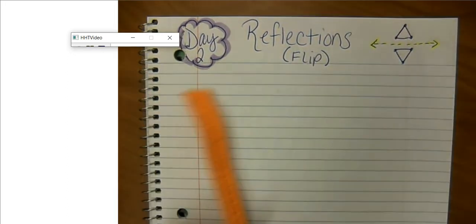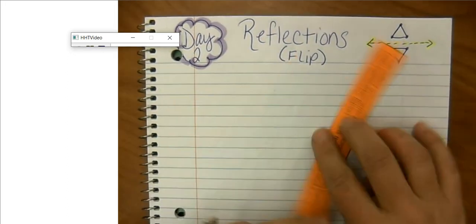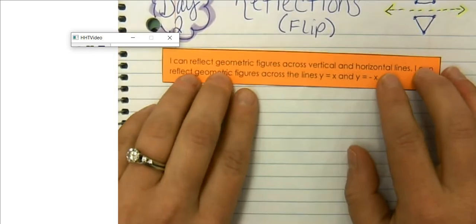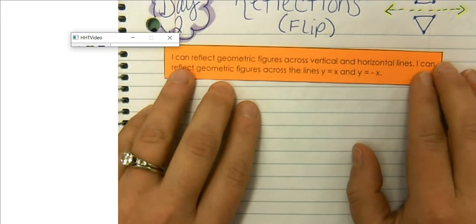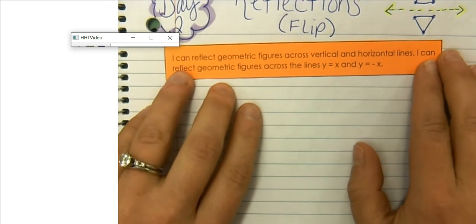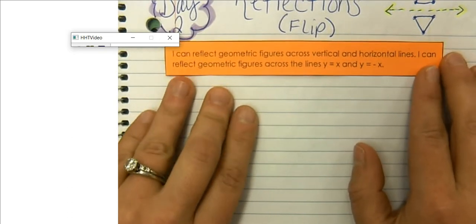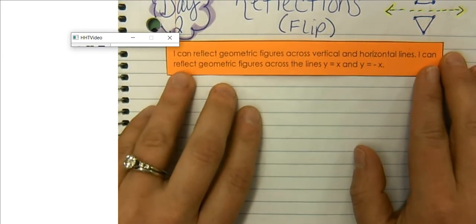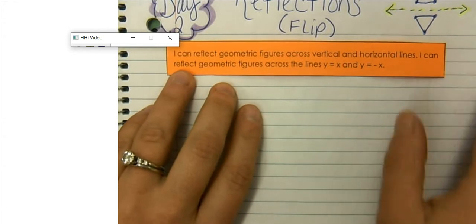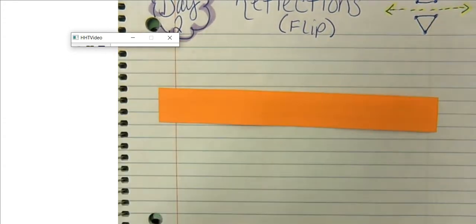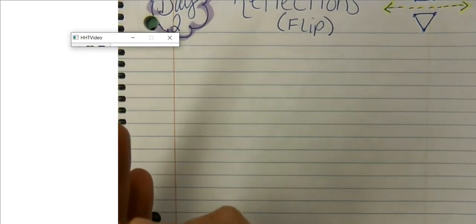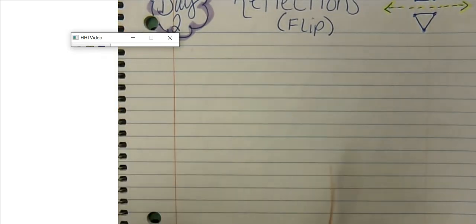All right, let's go ahead and get started with our learning targets for this lesson. Our learning targets for today are for you to be able to say, I can reflect geometric figures across vertical and horizontal lines, and I can reflect geometric figures across the lines y equals x and y equals negative x. So let's go ahead and take a moment and paste this I can statement directly at the top of our paper.